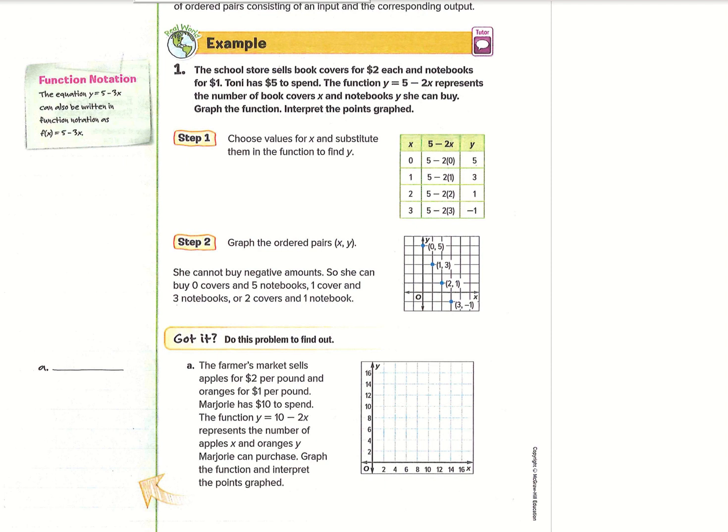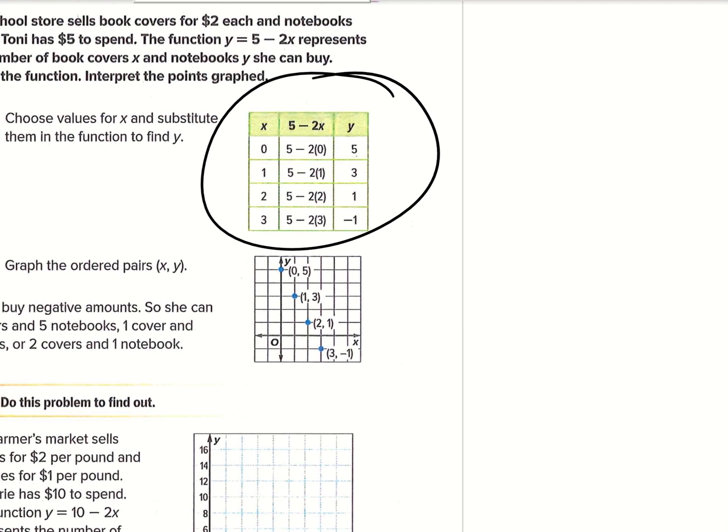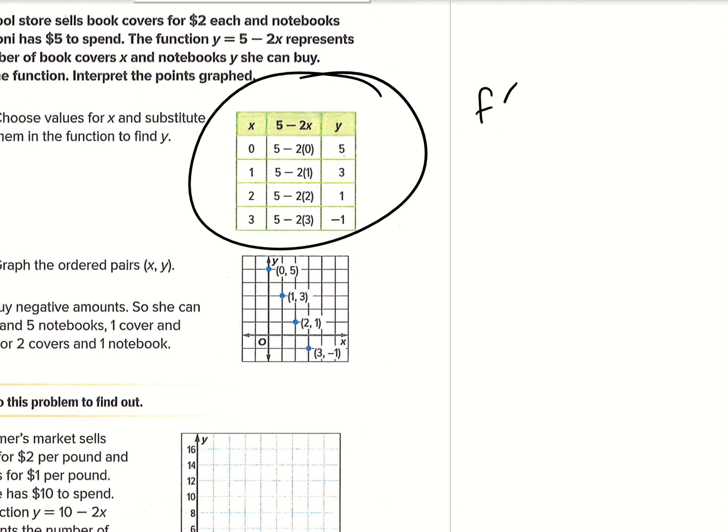All right. So you'll notice right here with this table, this is the exact same thing that we did in 4.3 with functions, right? The only difference is now we're not worried about function notation. As a reminder, function notation was where we wrote it as f of x. This time we're not worried about it. We're just putting it in terms of y. So we have y equals 5 minus 2x.